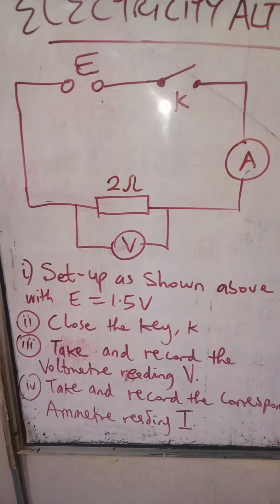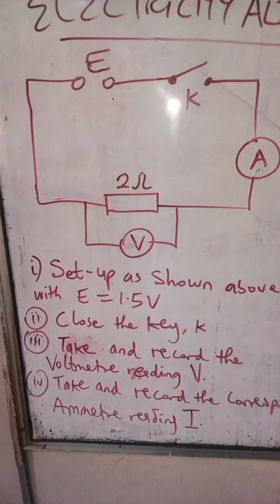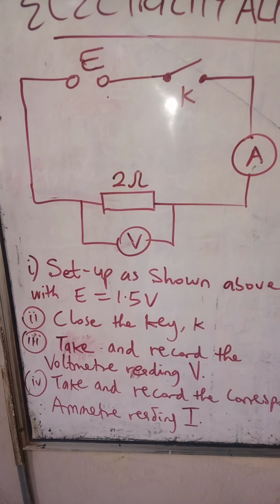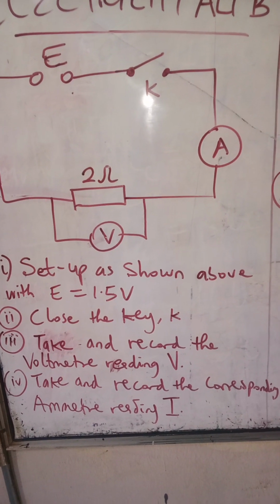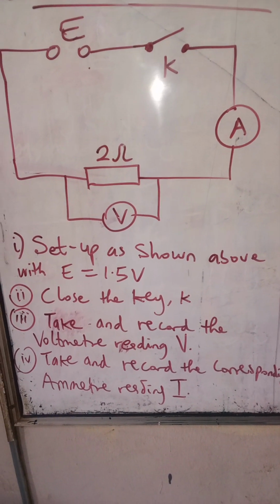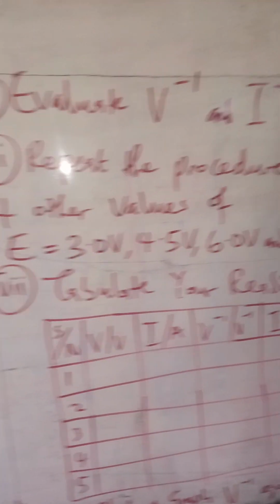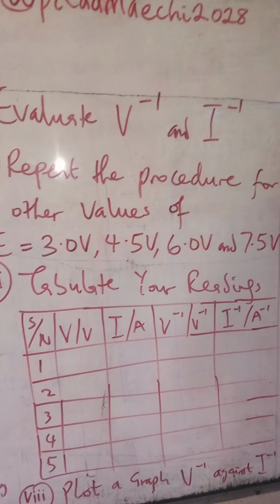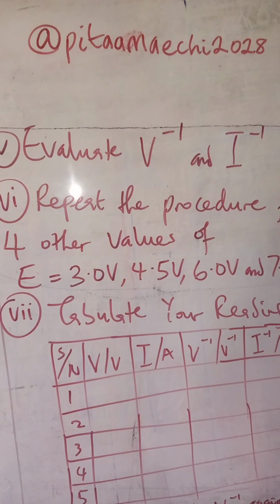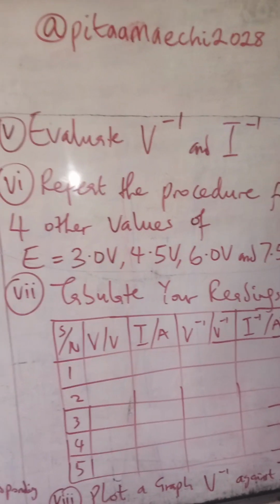Close the key, take the reading of the ammeter as I, and take and record the corresponding reading on the voltmeter as V. Then evaluate V inverse in volt inverse, and I inverse in ampere inverse.